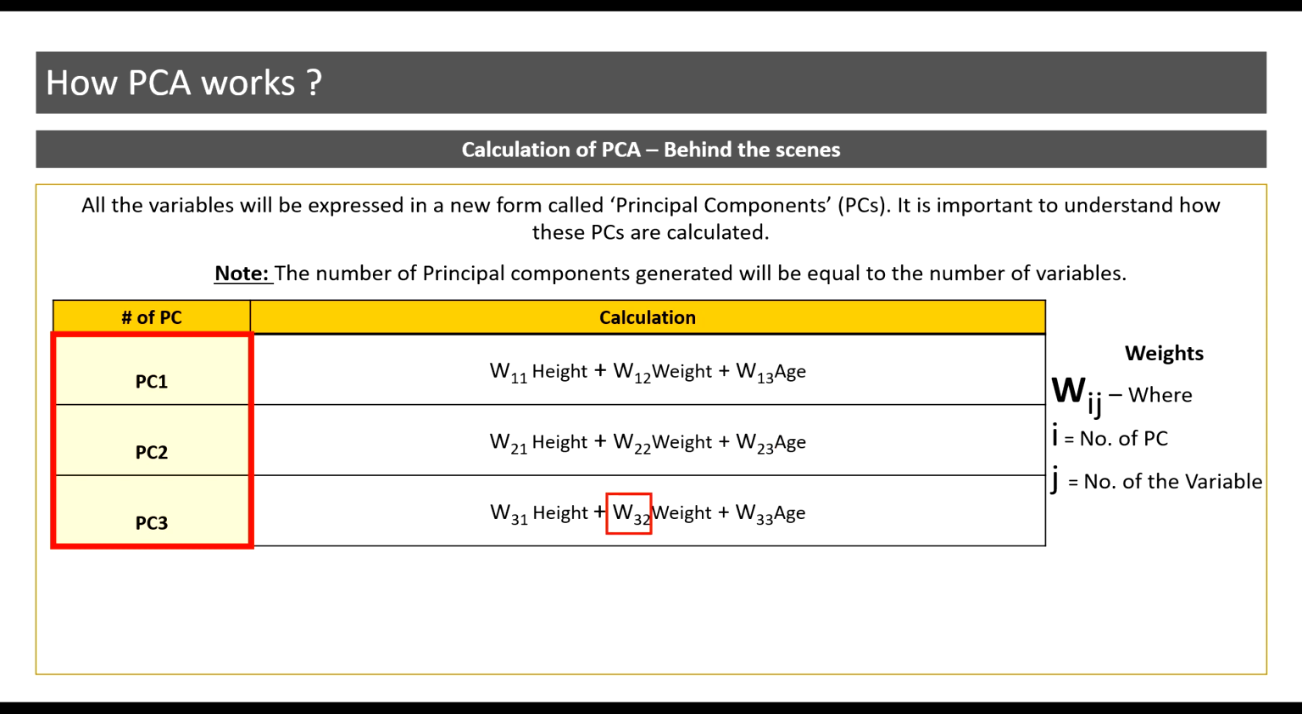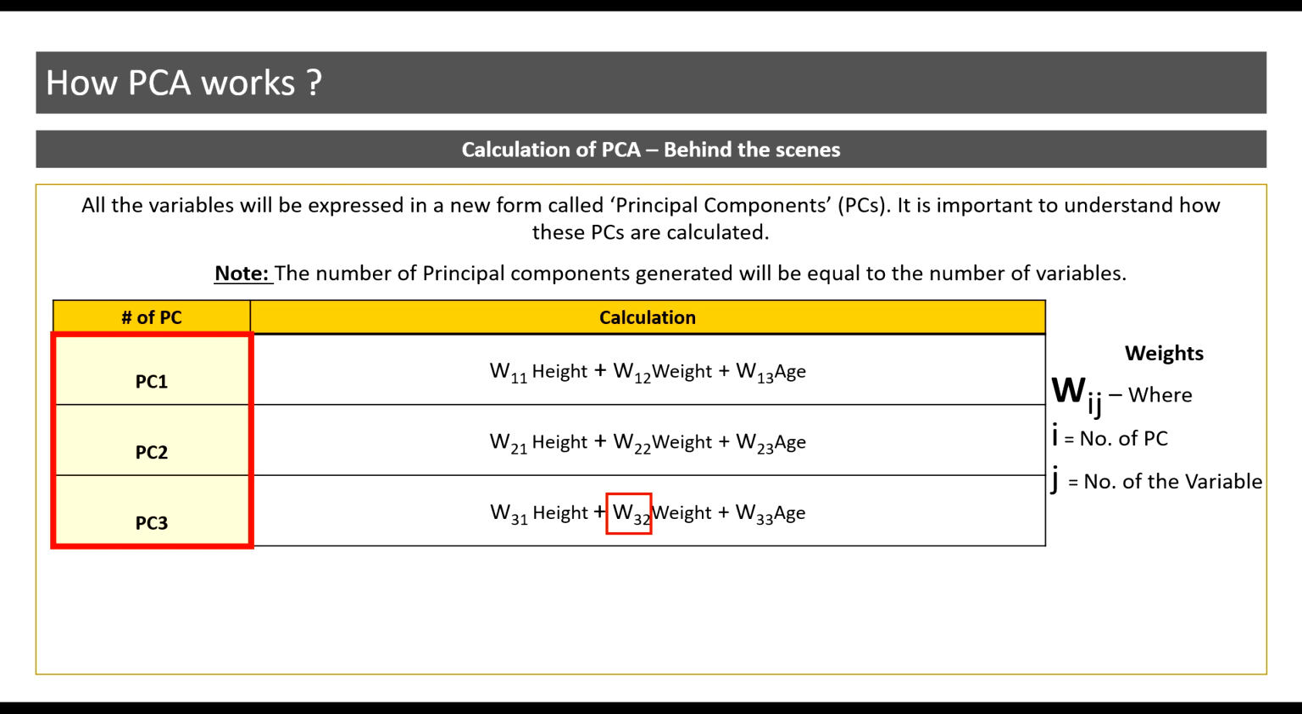Now, let us take a look at yet another example, W32. Here, i equal to 3 stands for the third principal component or PC3, and j equal to 2 stands for the second variable, that is weight. Therefore, W32 suggests how much of weight is loaded into PC3.